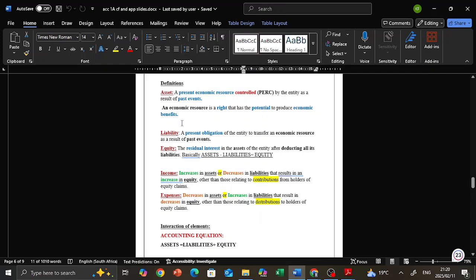Okay? Perfect. Right? Keywords here are right and potential. Okay? Because I was mentioning this, someone asked the key difference between an asset and an expense is the fact that an asset is potential.